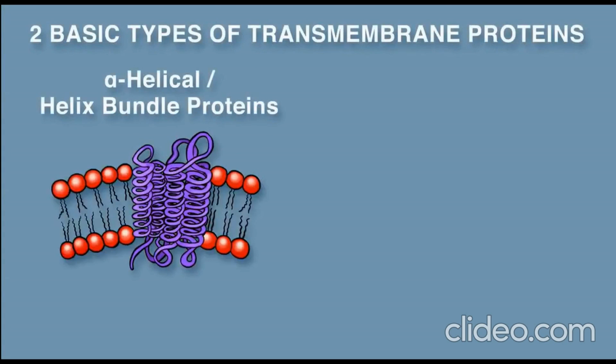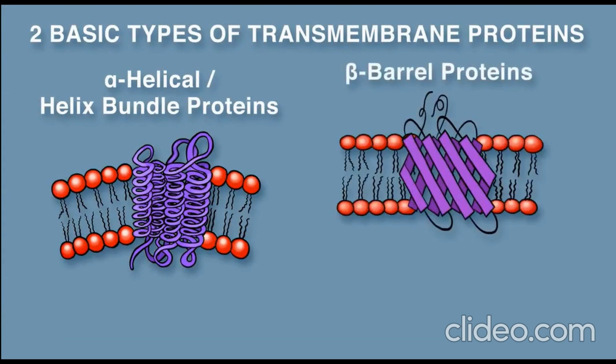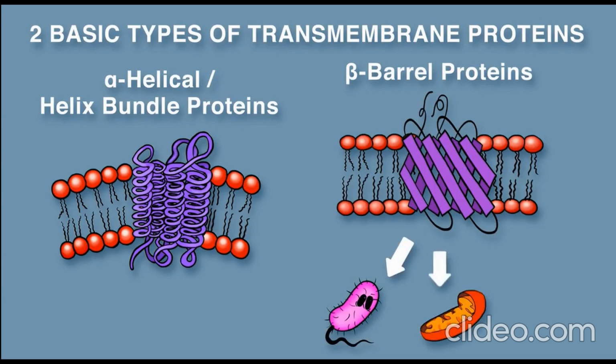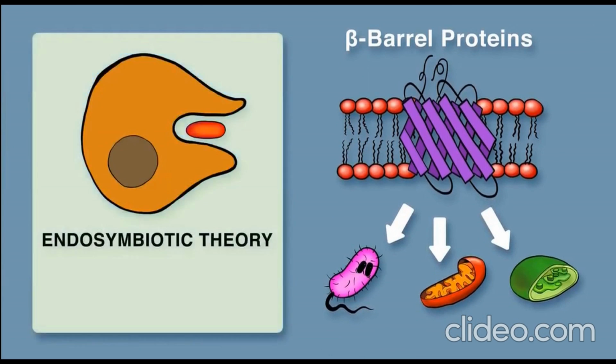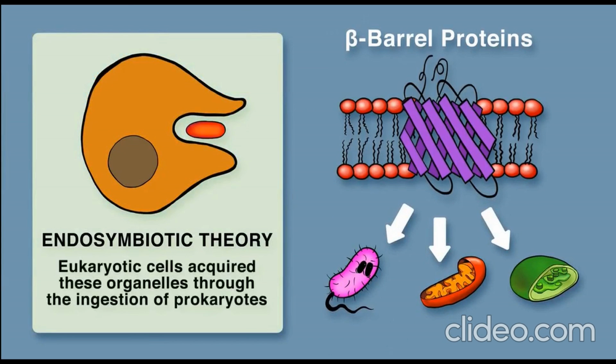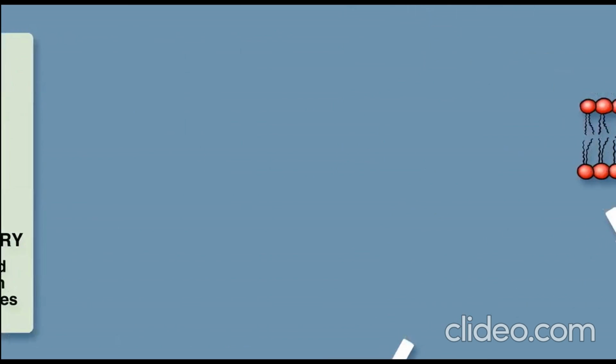There are two basic types of transmembrane proteins, alpha helical proteins and beta barrel proteins. Note that while helix bundle proteins are found in all types of biological membranes, beta barrel proteins are only found in the outer membranes of gram-negative bacteria, mitochondria, and chloroplasts, evidence that contributes to the endosymbiotic theory, in which eukaryotic cells acquired these organelles through the ingestion of prokaryotes.